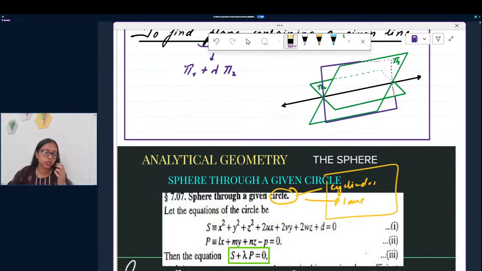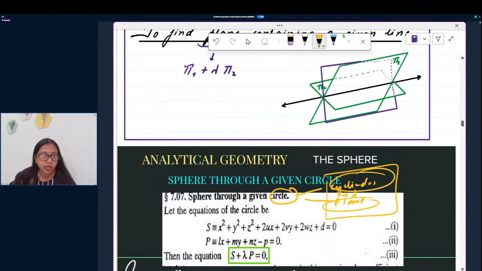Right? Because the equation of a cylinder plus lambda times the equation of a plane will not give me the equation of a sphere. At least I know the general equation of a sphere. How does that look like? Right? So what can I do now?